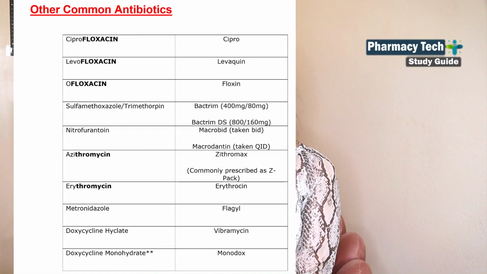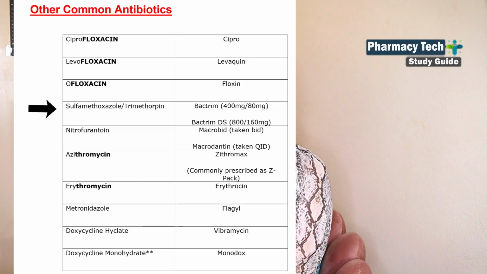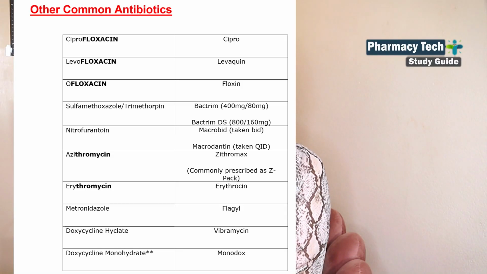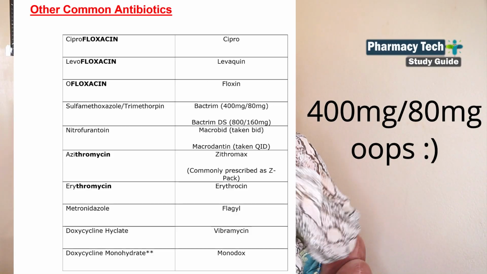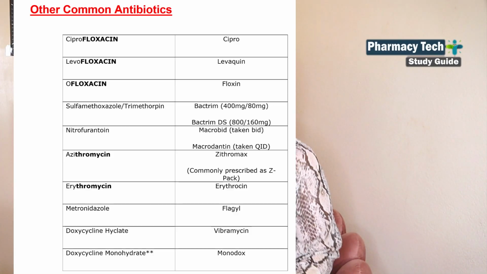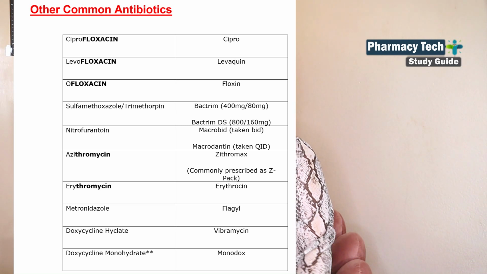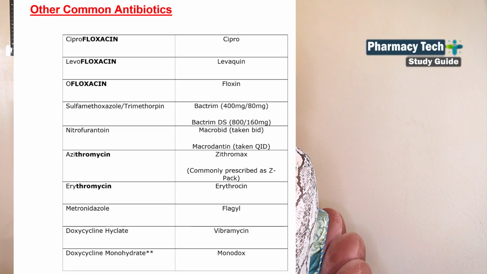Some of the other miscellaneous commonly used antibiotics are sulfamethoxazole, trimethoprim. The name brand is Bactrim or Bactrim DS. Here DS refers to double strength. You can see the regular Bactrim, the strength is 400 milligrams / 80, but when you double the strength of it, which is 800 / 160, the name brand becomes Bactrim DS. Then we have nitrofurantoin.